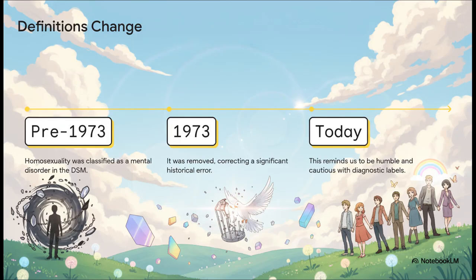And history gives us a very stark example. Up until 1973, homosexuality was officially classified as a mental disorder in the Diagnostic and Statistical Manual. This was a profound historical error. And it serves as a crucial reminder that our diagnostic labels are human-made. They evolve, which demands a lot of humility and critical thinking from all of us.